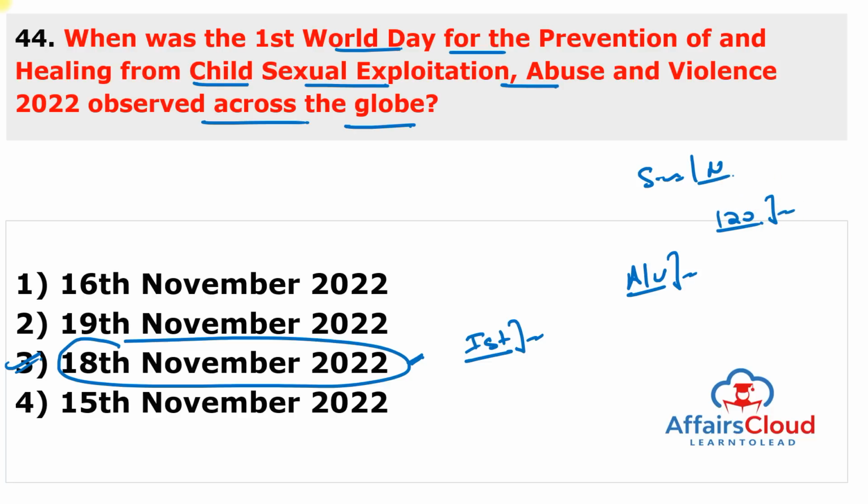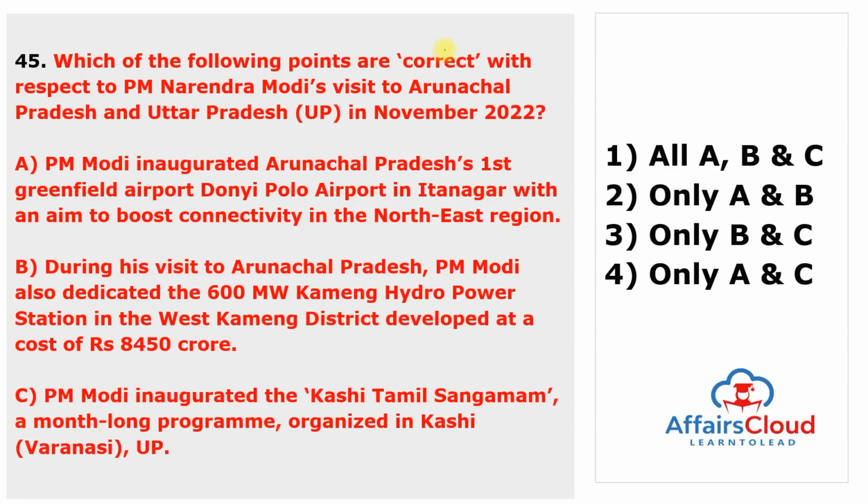Moving to next question. Which of the following points are correct with respect to the Prime Minister Narendra Modi visit to Arunachal Pradesh and Uttar Pradesh in November 2022? So, let's find out which statement is correct. Prime Minister Narendra Modi inaugurated Arunachal Pradesh first greenfield airport, which is known as Donyi Polo Airport, very important, in Itanagar with an aim to boost connectivity in the northeast region. So, this statement is correct.